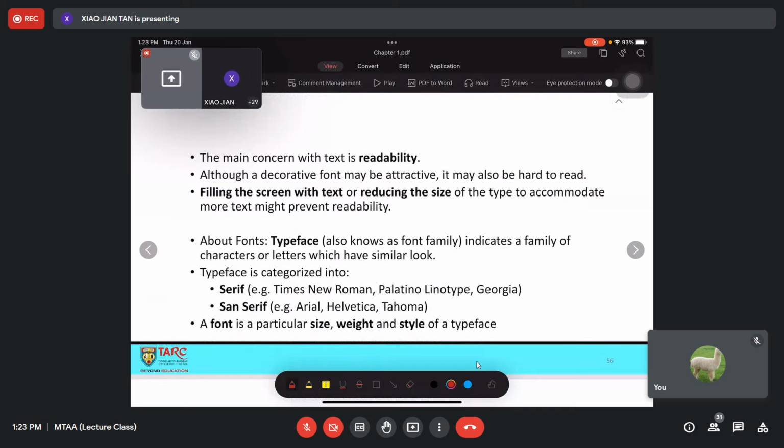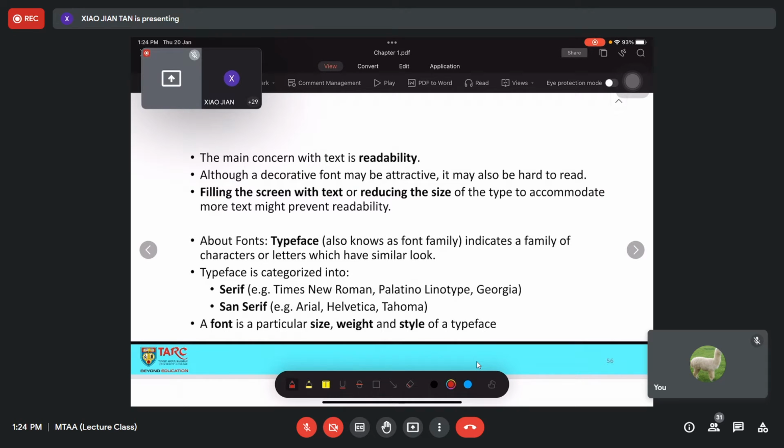So the main concept with text is readability. As you can see, the FYP thesis preparation has one template. But inside the template, you have different alignment for the figures, the tables, the captions, the main title and the subtitle as well. So the main concern is to emphasize and promote readability.